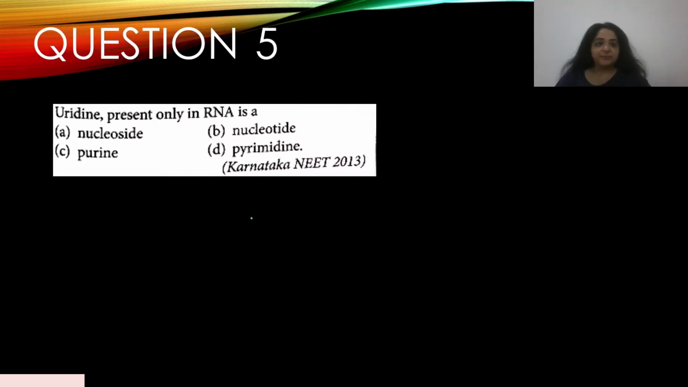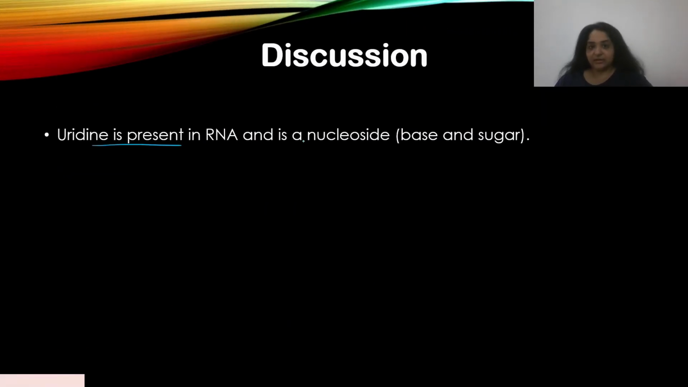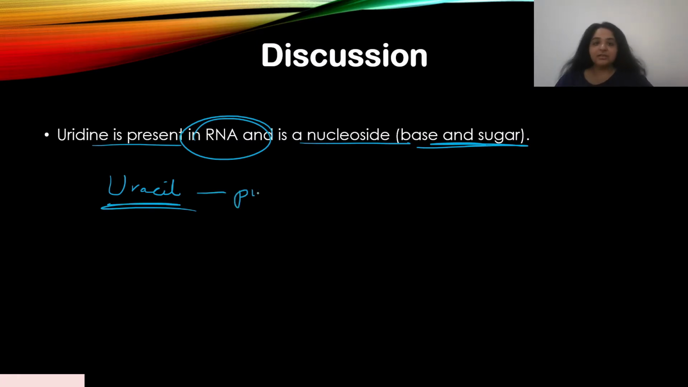Okay, so question number 5. Uridine present only in RNA is a, Sapien Karnataka NEET 2013. A nucleoside, B nucleotide, C purine, and D pyrimidine. So uridine we're talking about is a nucleoside. Okay, so the answer is A. So uridine is present in RNA and is a nucleoside which contains base and sugar. If you're talking about RNA, then the base is actually uracil, which is a pyrimidine. So if they had written uracil, it is a nitrogenous base, which is a pyrimidine.